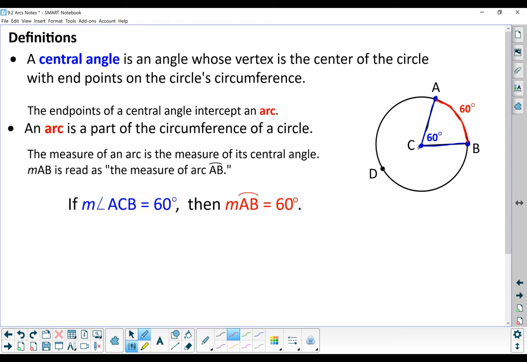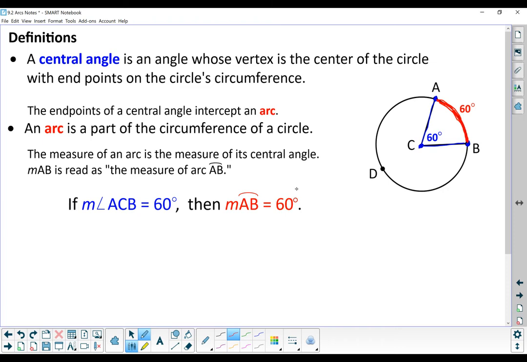So if I have angle ACB centered at the circle's center, if that's 60 degrees, then we would also say that this arc measure is 60 degrees. Now, that doesn't tell me how long that little piece of curvy line is. That just tells me its sort of rotational measure. So the arc we would say is a 60-degree arc.